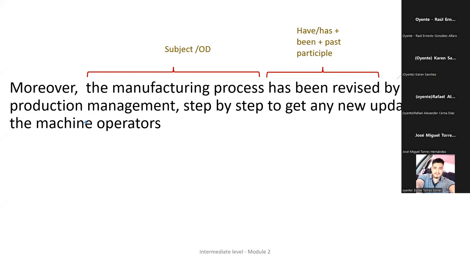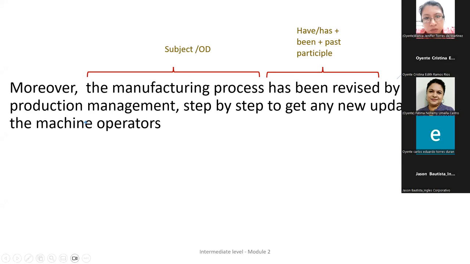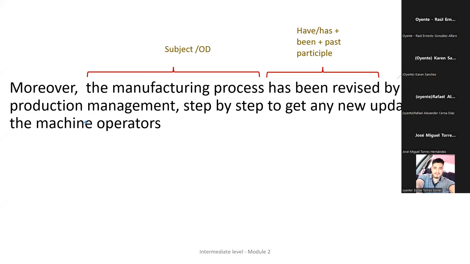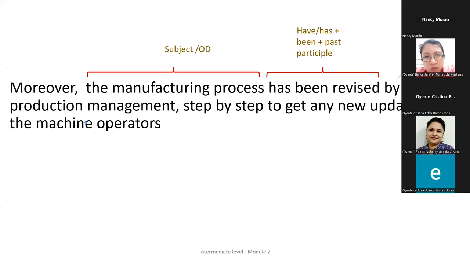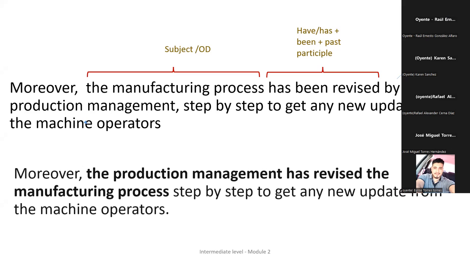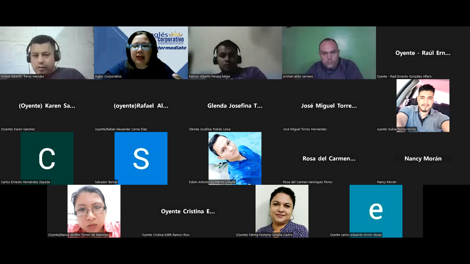A ver, pasémoslo a la voz activa. Production management has revised the manufacturing process step by step to get any new update from the machine operators. There you go. So it will be something like this, right? Moreover, the production management has revised the manufacturing process. And then I add the complement, right? Step by step to get any new update from the machine operators, remember? All right, this was our feedback. Till now this was our feedback about the passive voice.